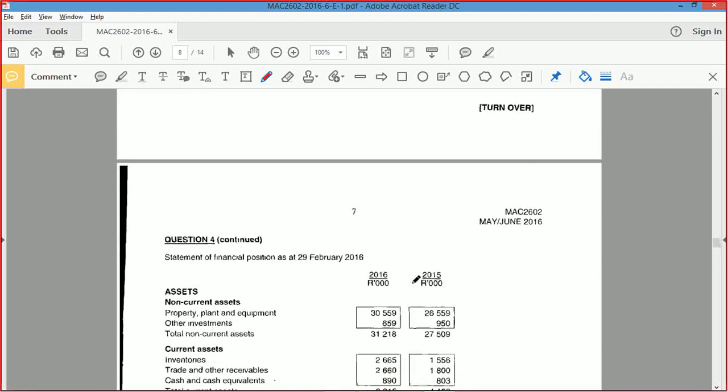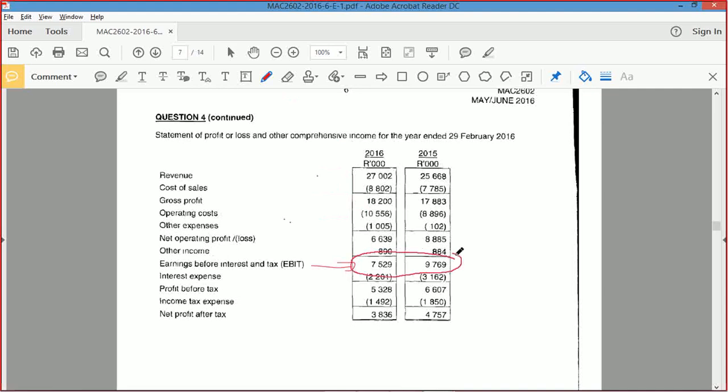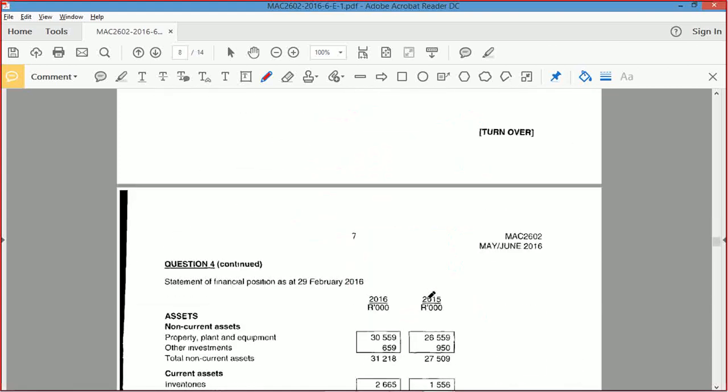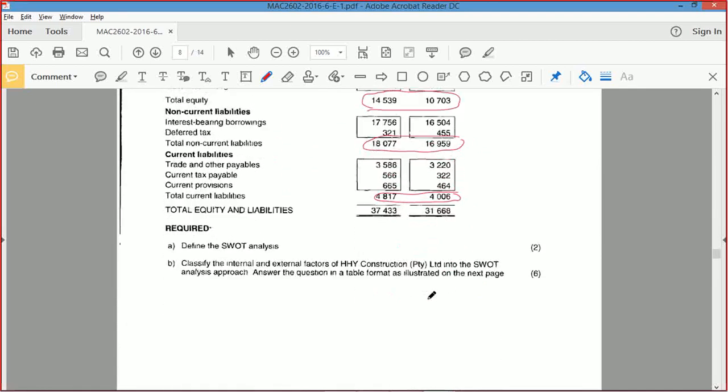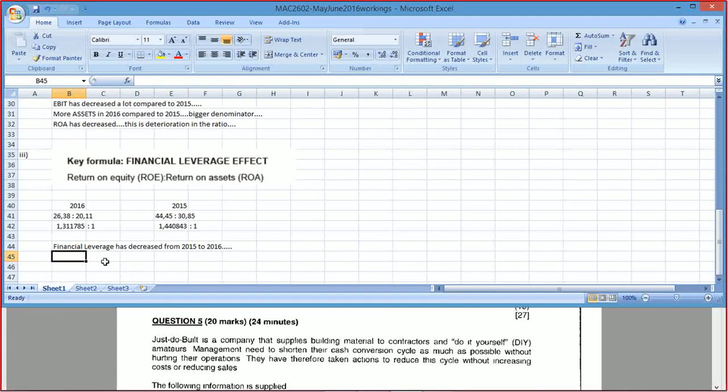But we know that looking at the performance of the business in terms of profitability, the EBIT has decreased, and so has the net profit. So are you earning more or less? You're actually earning less with the assets that you've got. That's quite strange. You would think that having more assets would earn more profit and make them more efficient. The revenue has gone up, but we saw that the costs were not controlled. So looking at this, financial leverage decreased.